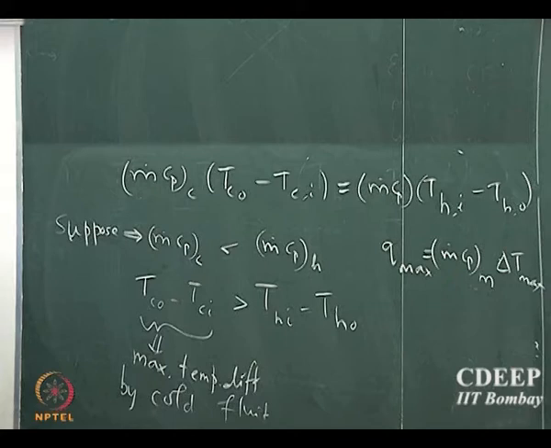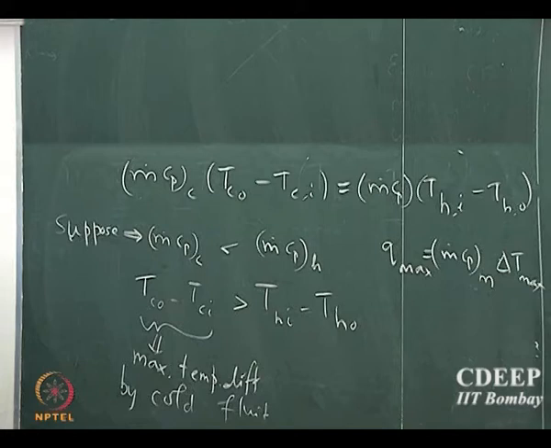By cold fluid for this example. So, suppose that the m dot Cp of the cold fluid is lesser than the m dot Cp of the hot fluid. Remember that Cp is the property of the fluid and m dot is the flow rate. The m dot is a controllable parameter because you have a pump which is going to flow the fluid, and Cp is an intrinsic parameter. So, you should be able to control which one is maximum, which one is minimum.